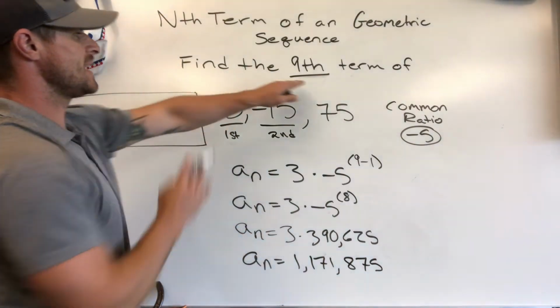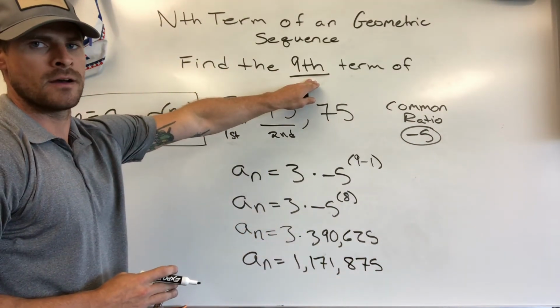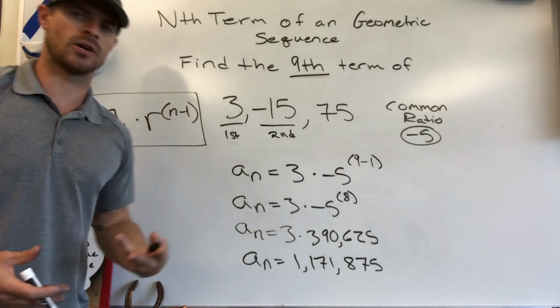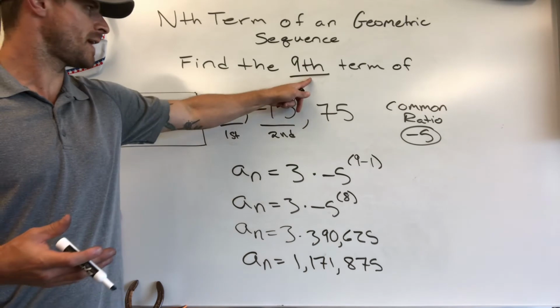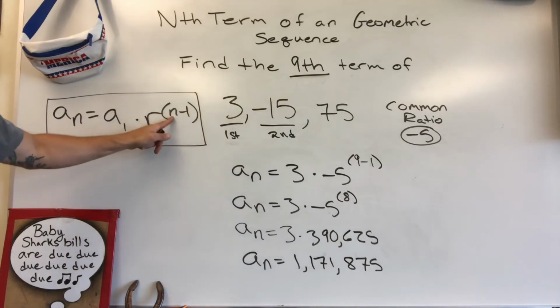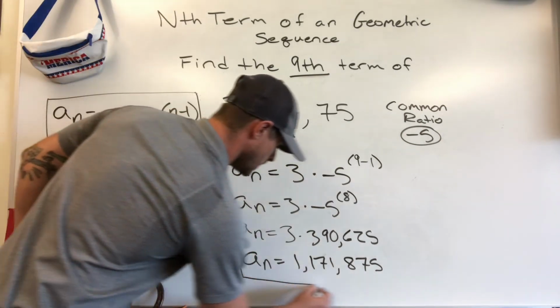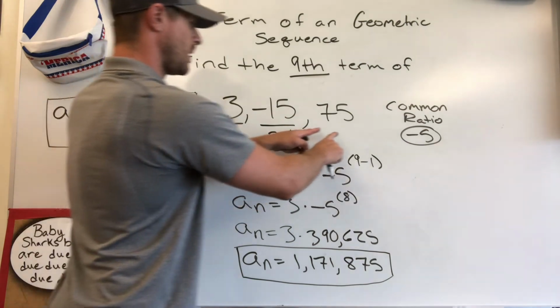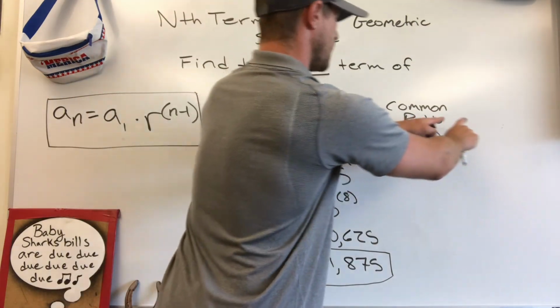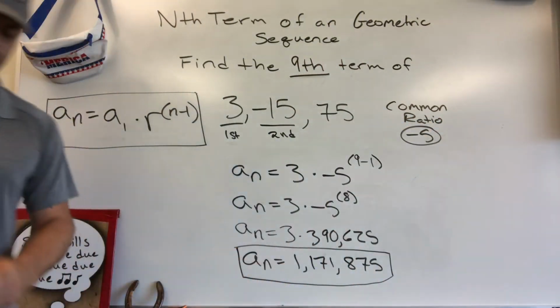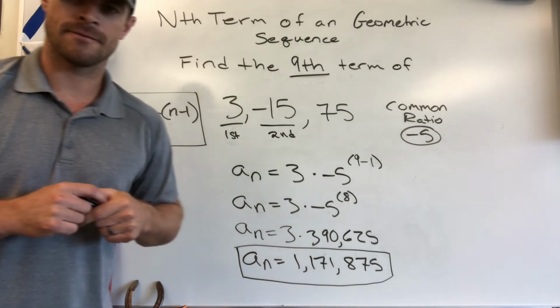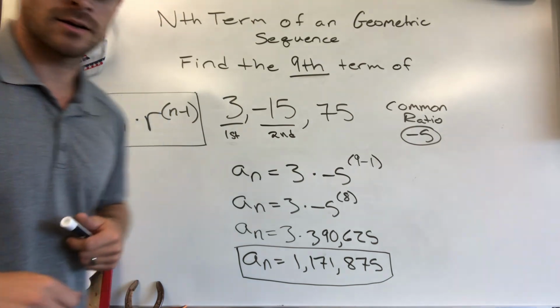Now you can find any term you're asked of. I could ask you to find the 12th term, the 3rd term, the 5th term. All you have to do is change this value of 9 to whatever you're being asked of in the formula. So our nth term, in this case being the 9th term, when we're multiplying by negative 5, multiplying by negative 5, multiplying by negative 5, this scenario would come out as 1,171,875. Study hard and good luck on your upcoming test.